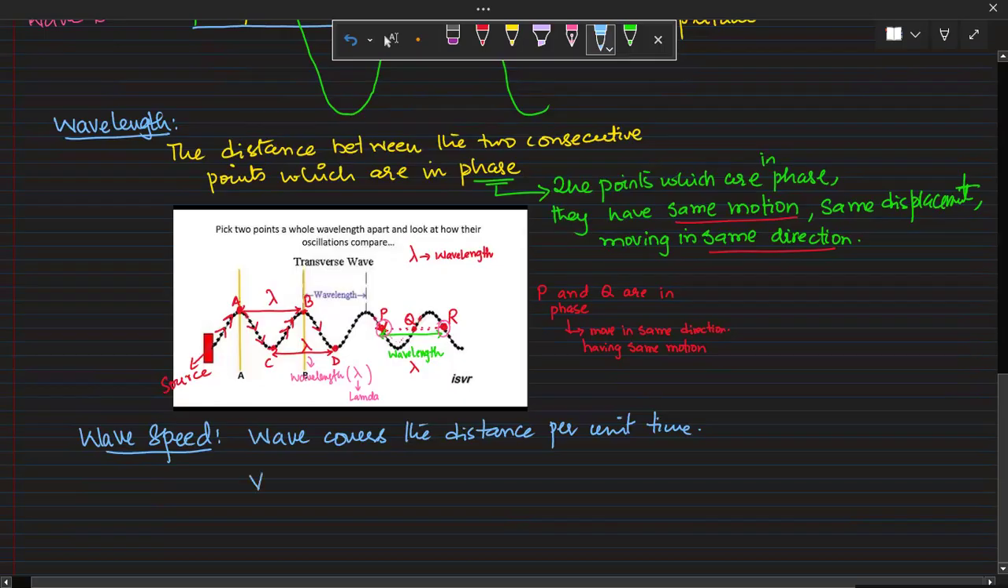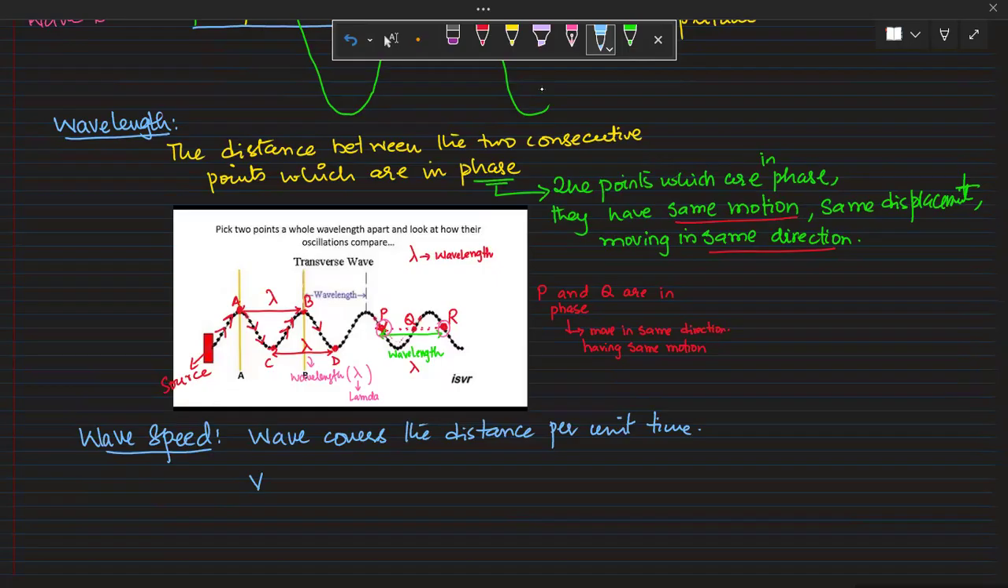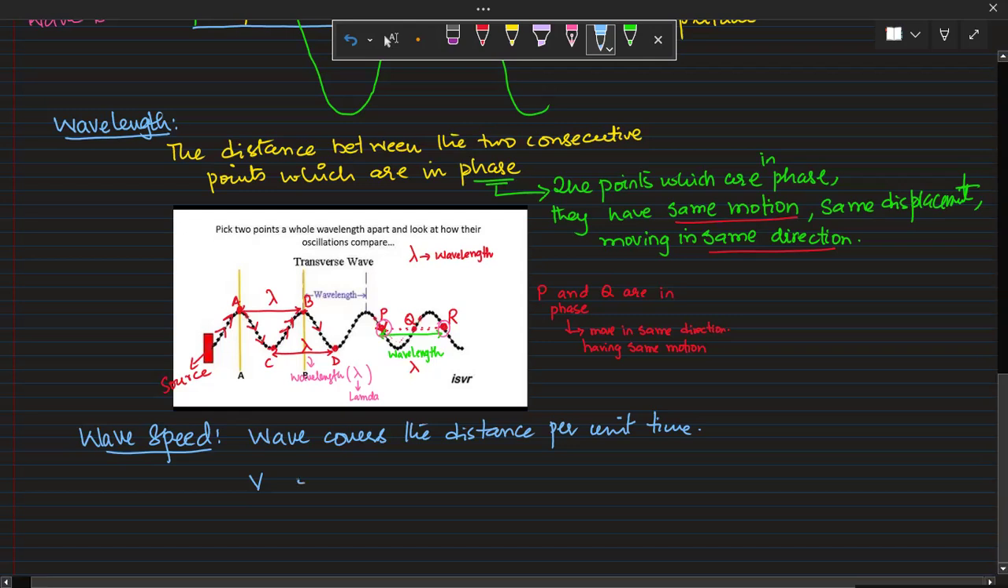So the speed is denoted by V. Let me call it the speed right here, and let me call the distance covered, and let me call this time. Now if I'm going to write the wave speed, I have to have this V here. The distance covered by the wave is going to be in terms of the wavelength, right? And this is going to be the time, small t.